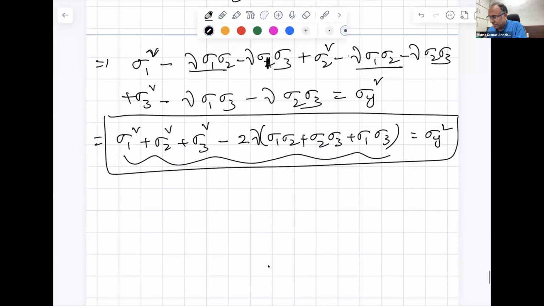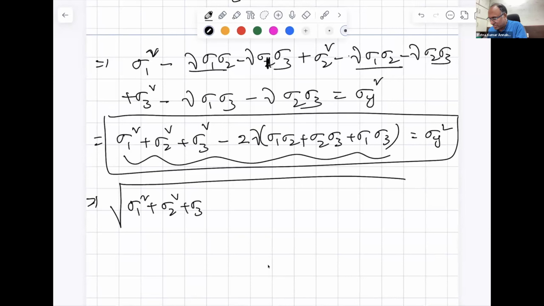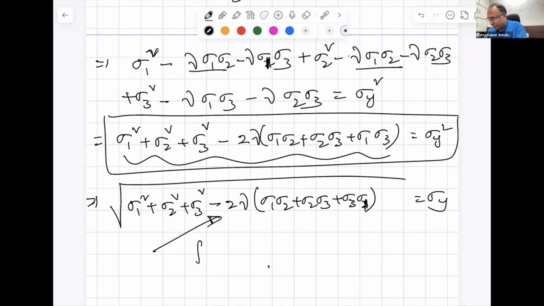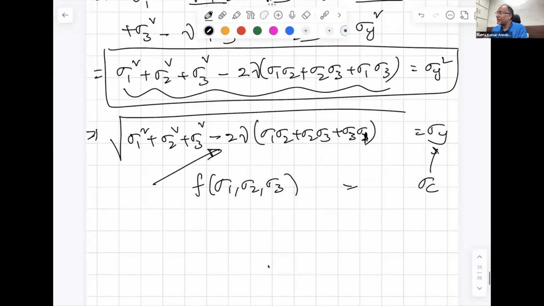So this implies square root of sigma 1 square plus sigma 2 square plus sigma 3 square minus 2 nu times sigma 1 sigma 2 plus sigma 2 sigma 3 plus sigma 3 sigma 1 is equal to sigma y. Then this is your f of sigma 1, sigma 2, sigma 3. This is the functional form for total strain energy theory.